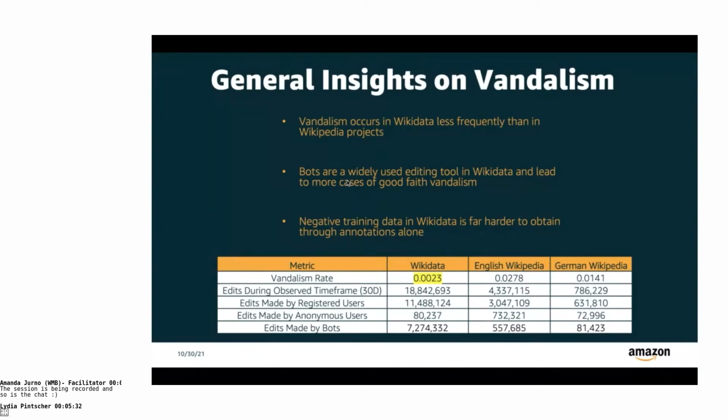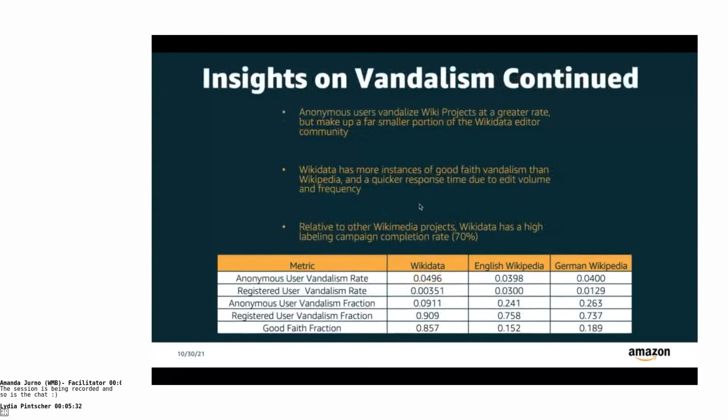The community makeup is also far different from other Wikipedia and Wikimedia projects. You can see that there are a lot of bot edits versus registered user edits and community-driven edits in English Wikipedia and German Wikipedia. Something that we noticed was that anonymous users vandalize wiki projects at a far greater rate, but make up a far smaller portion of the Wikidata editor community in general.